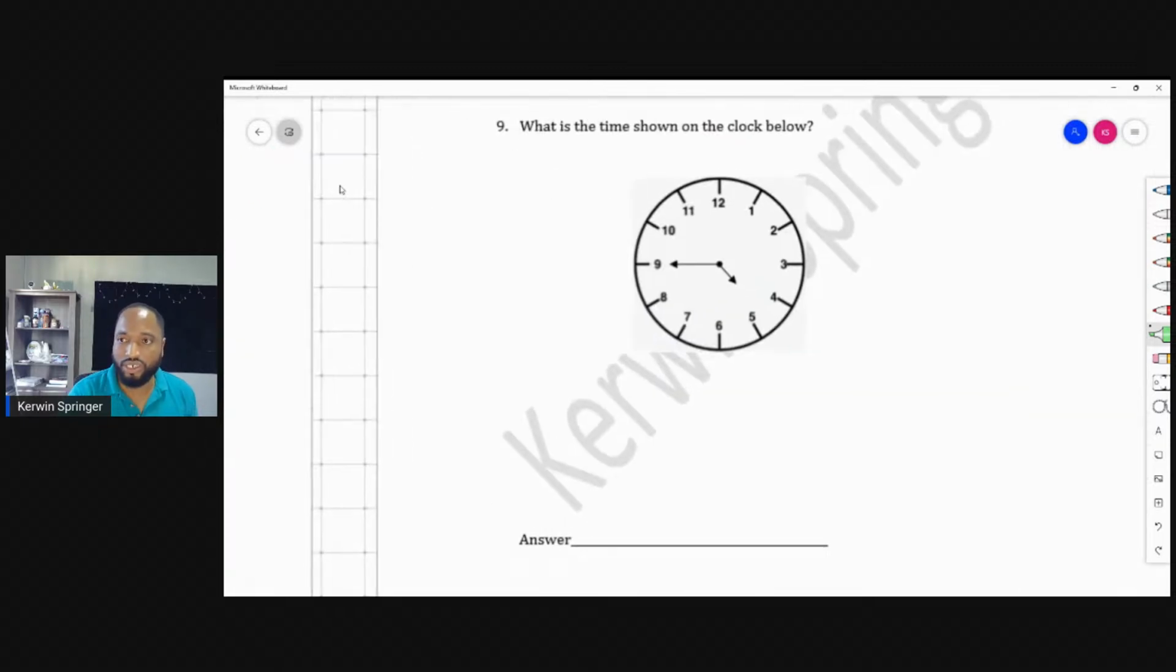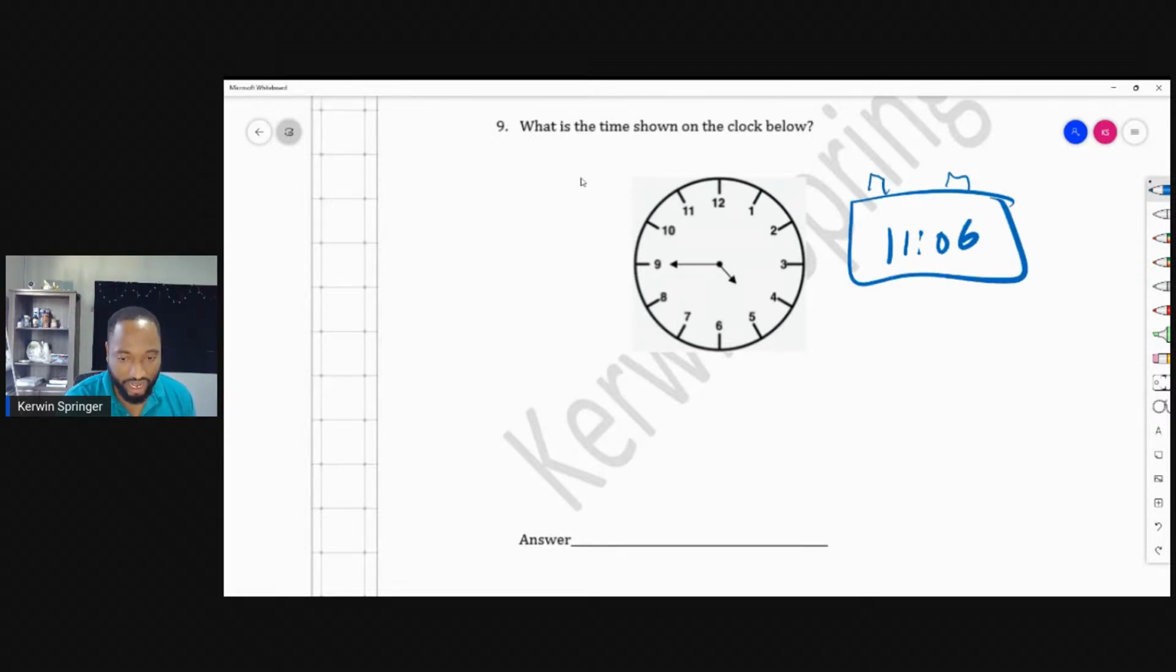What is the time shown on the clock below? With time, you always start off looking at the hour hand first, right? This is called an analog clock. It's not digital. It's not like 11:06 or something. This is a digital clock if you see it like this, right? Like an alarm clock, or the time on your watch.